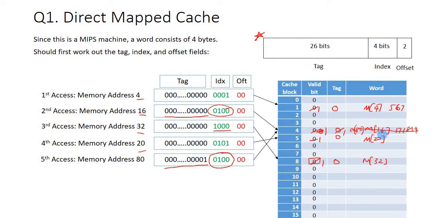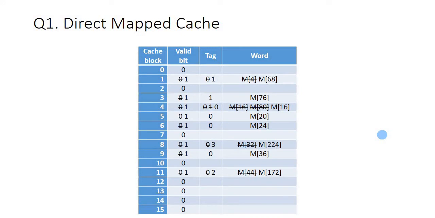So as long as you understand how this works for a direct map cache, it is quite straightforward. And this is the final content of the cache after all the accesses are complete. I'll not go through each and every one. Once you go through all the accesses, this is what you should see. So that is your direct map cache. Let's go on to the next question.